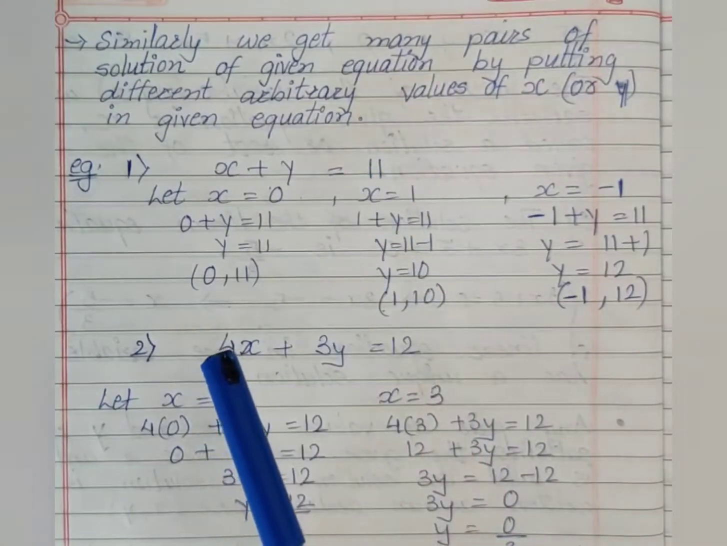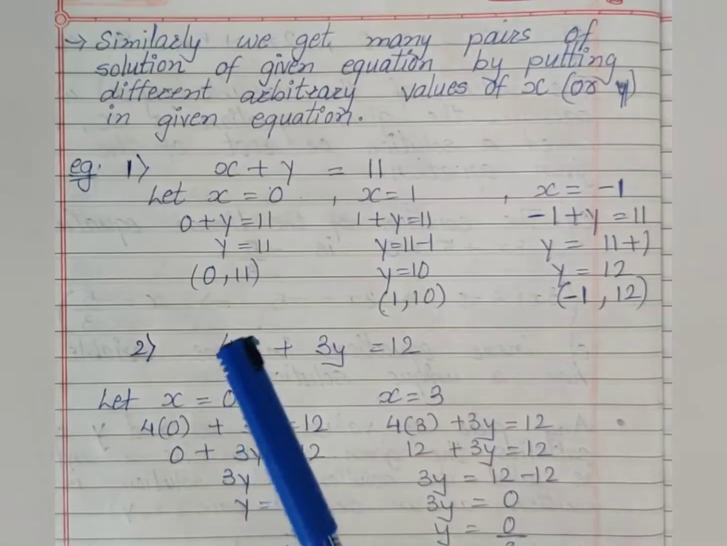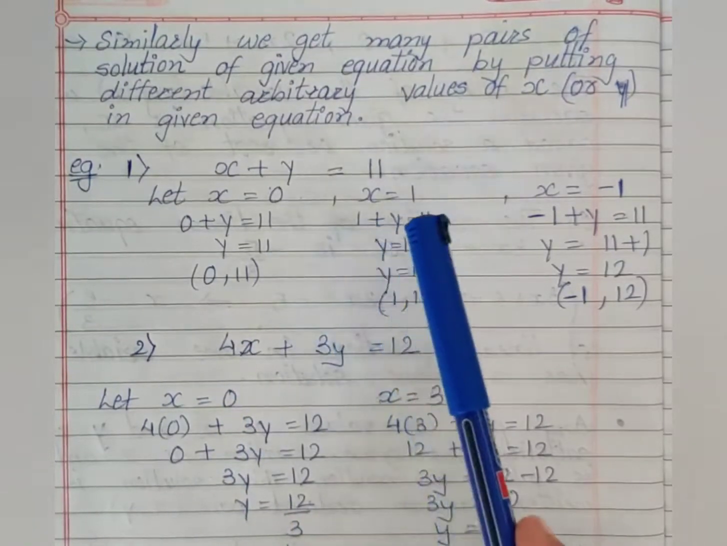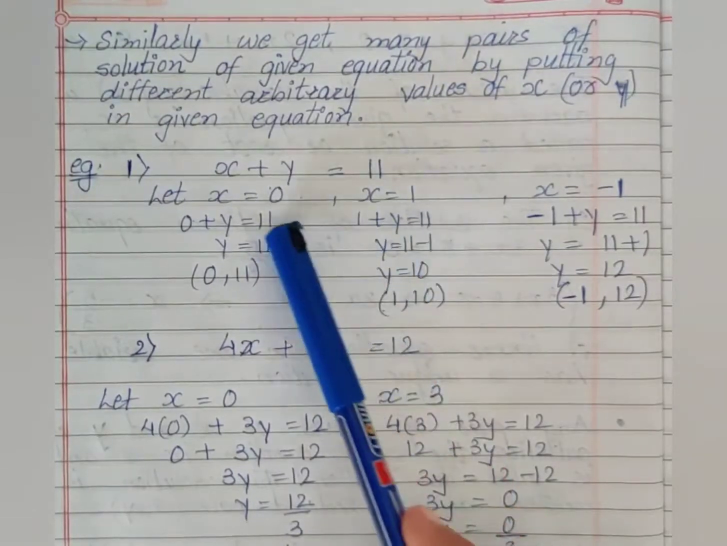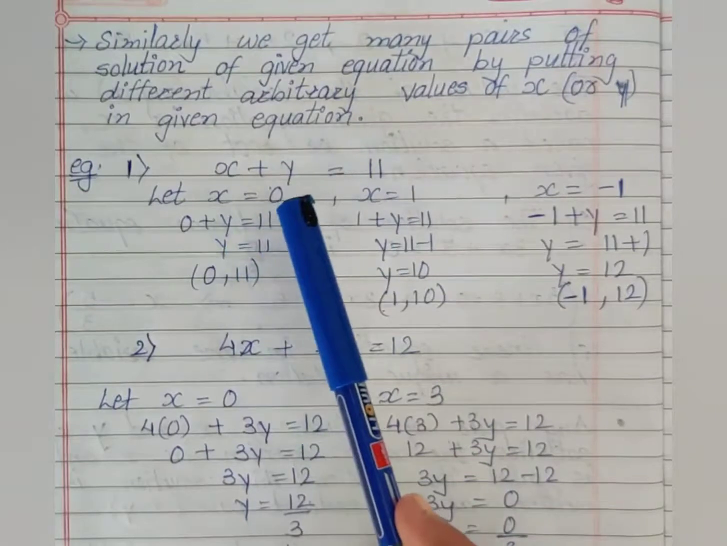Let's see some examples for finding out the solution for linear equation in two variables. That is example number 1. x plus y equal to 11. You can see this is a linear equation in two variables, as the variables given are x and y.